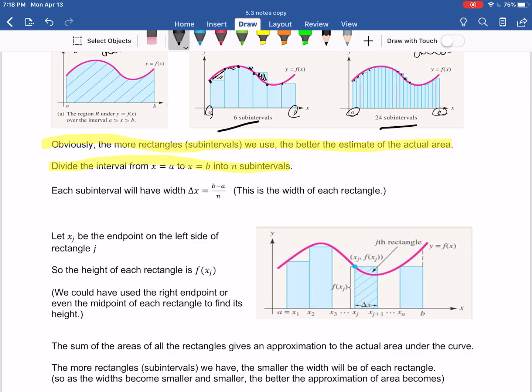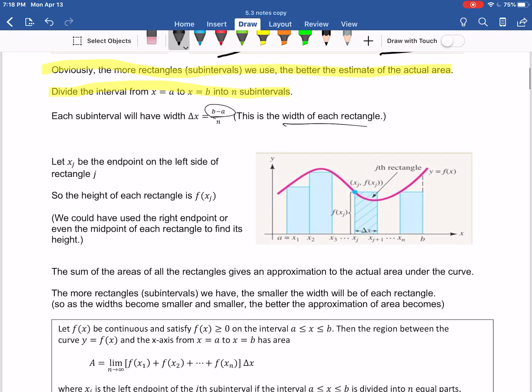So the distance from A to B is found by subtracting. We use b minus a because that gives you a positive number, and you divide by n. N is going to be how many subintervals you're told to use. This is going to give you delta x, or the change in x, or the width of each rectangle. That's going to be the same all the way across. Each rectangle has that width. You know A and you know B, and you'll be given n, and you can find that width of each rectangle.